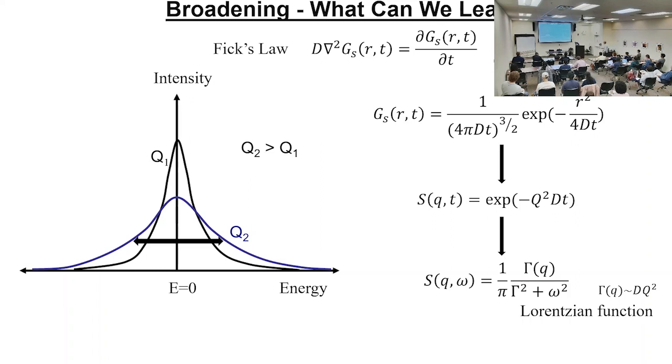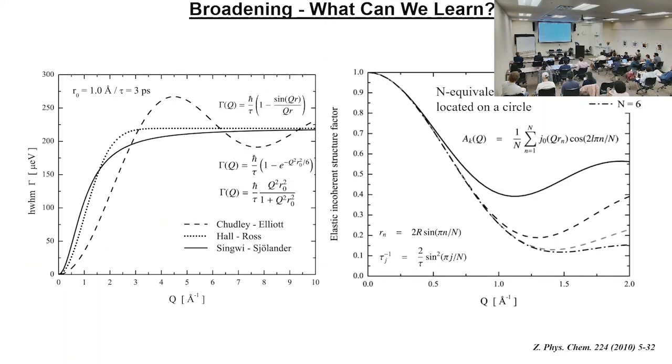Now, in this Lorentzian function, this gamma here is, and the interesting thing is, this gamma, which is the full width half max of the broadening, is directly proportional to D times Q squared. So what this means is that if you measure the Q dependence of that broadening, it's directly going to give you the diffusion coefficient of your diffusing species. Make sense? So you can see that this quasi-elastic broadening and its Q dependence is very important.